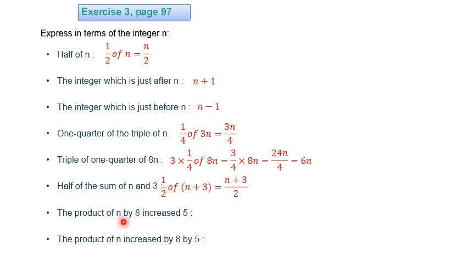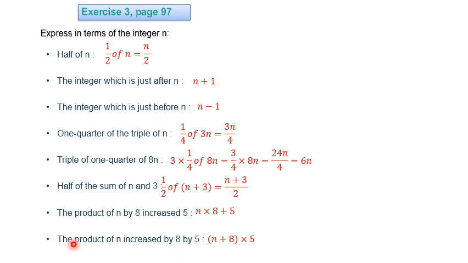Now the product of n by 8 increased by 5. What's the product of n by 8? It's 8n, increased by 5 means plus 5. So here it's 8n plus 5. Now, the product of n increased by 8 by 5.